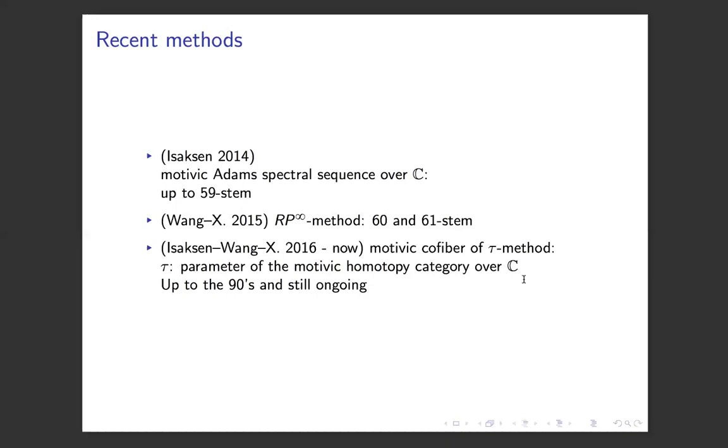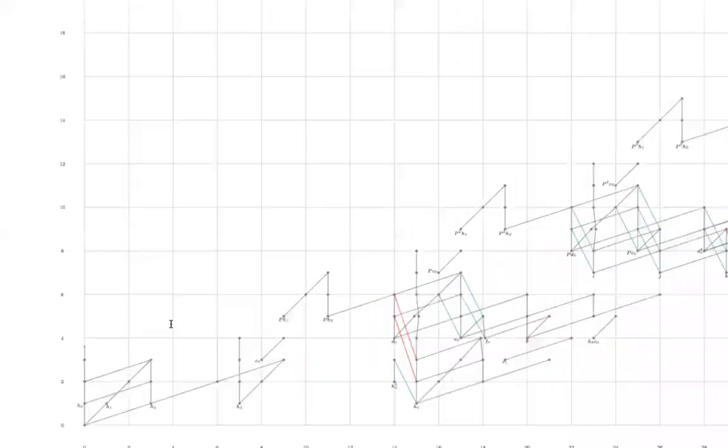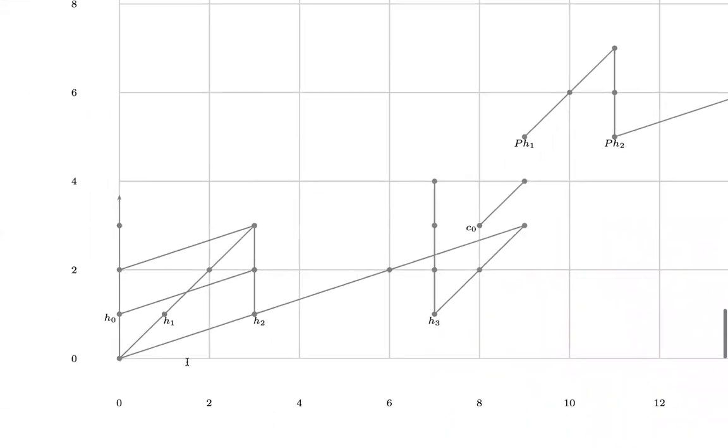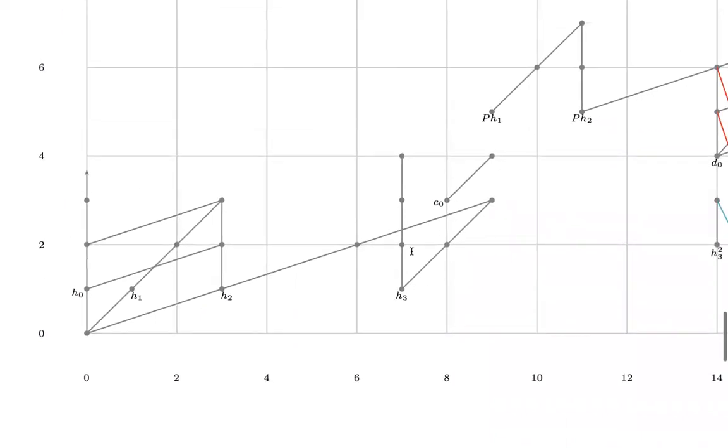Well, okay, I've been talking about spectral sequences. Here's a chart, a picture of what that looks like. This is the E2 page of the classical Adams spectral sequence. I can zoom in to show you this. For those who are not familiar with a chart like this, let me explain a little bit.